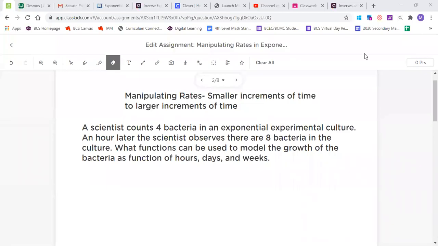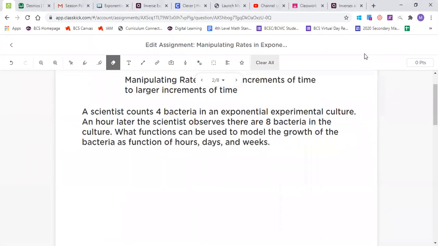We're going to be manipulating rates of exponential equations and looking at moving from smaller increments of time to equations that model the growth or decay over larger increments of time. So we'll start with an exponential growth problem.